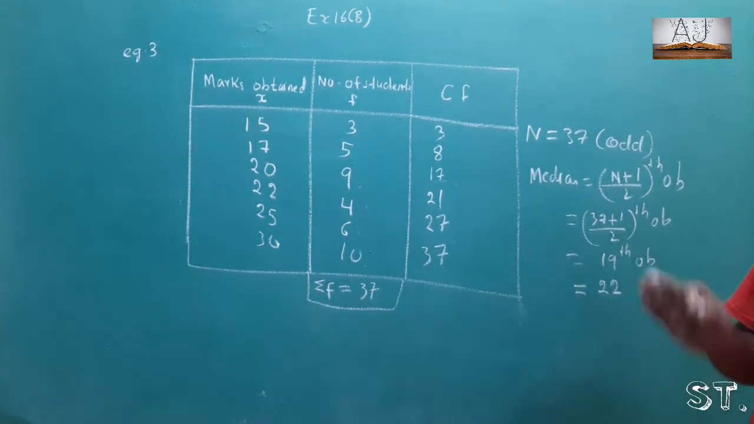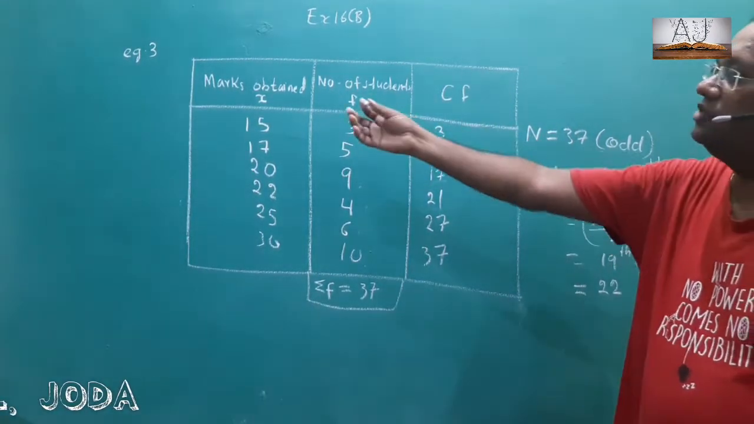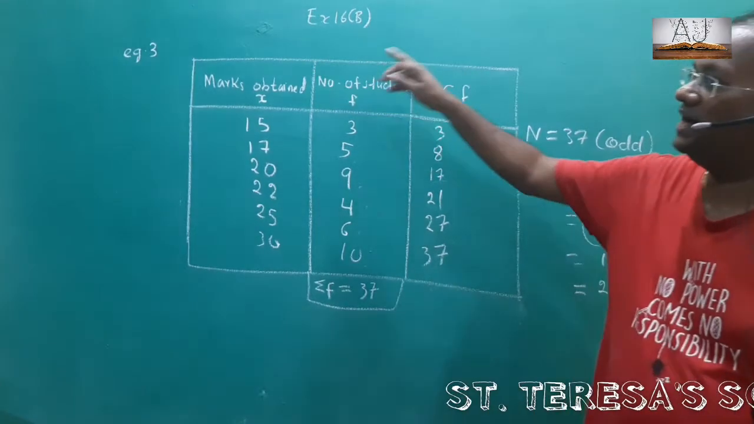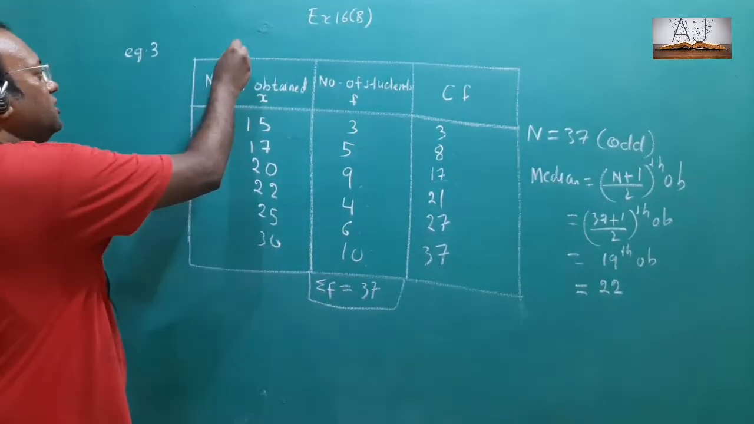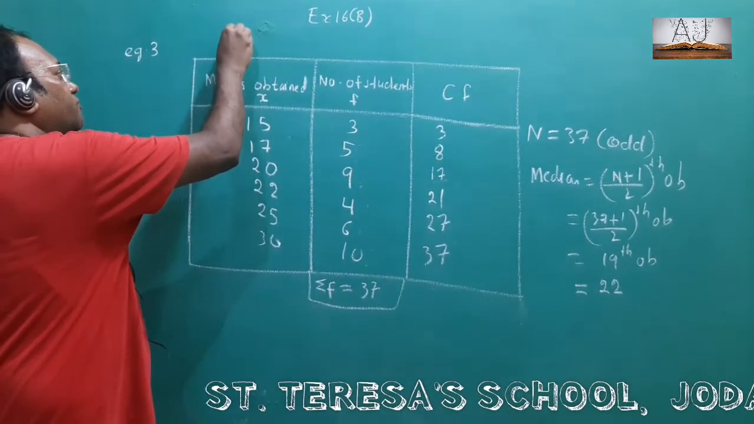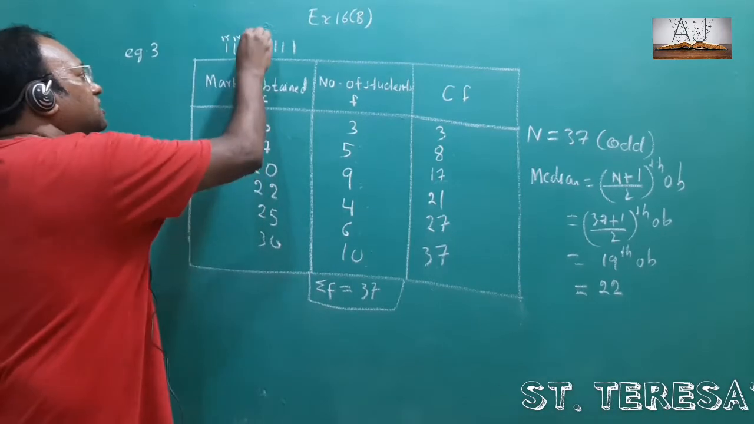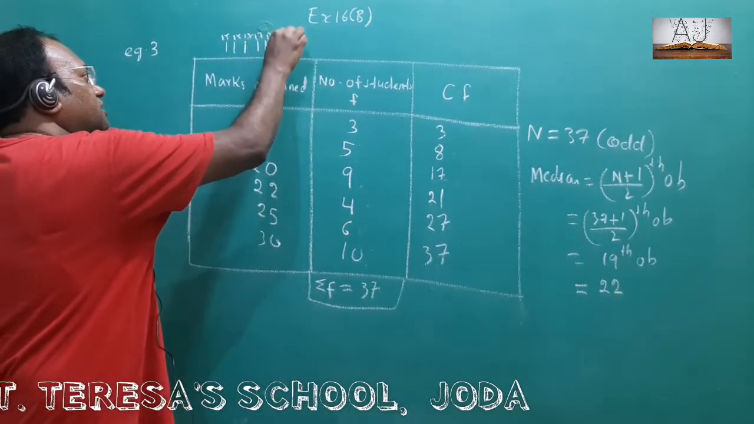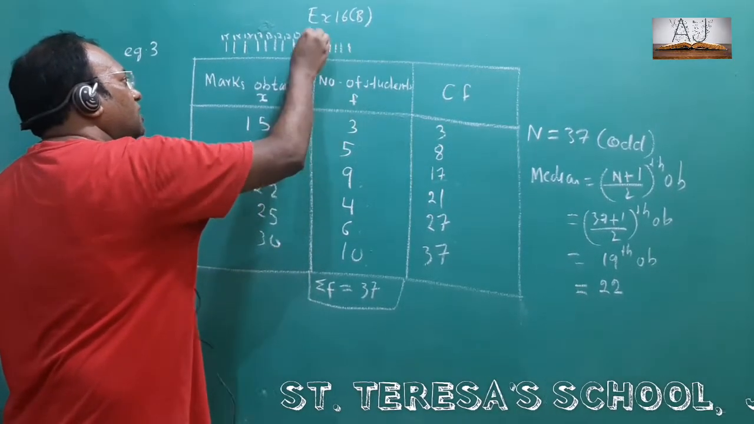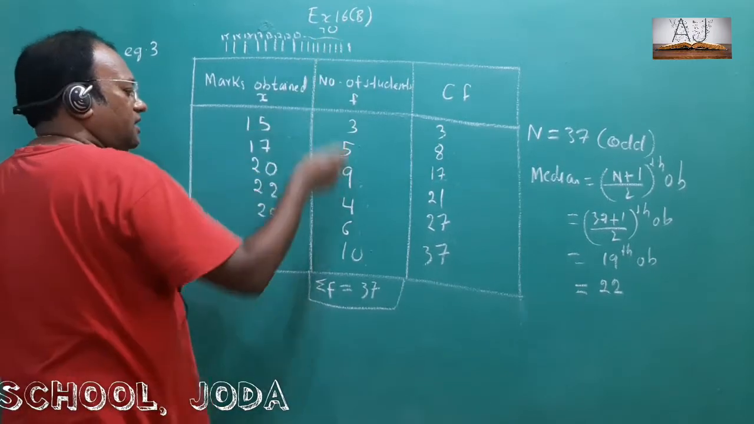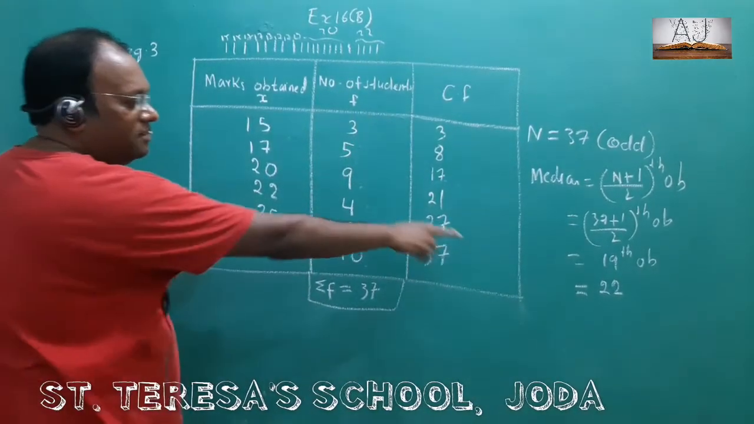That actually means we are finding the marks obtained by the middle student when they are arranged in order. So the first 3 students standing in the order have got 15 marks. I'll try to make you understand this. Suppose here the students are standing. 1, 2, 3. The first 3 students have got 15, 15, 15 marks. Next 5 students, 1, 2, 3, 4, 5, have got 17 marks each. The next 9 students, 1, 2, 3, 4, 5, 6, 7, 8, 9, have got 20 marks. And the next 4 students, 1, 2, 3, 4, have got 22 marks. So what is the mark obtained by the 19th student?